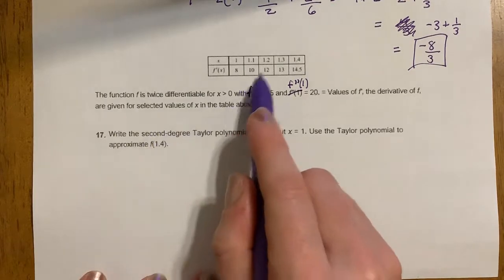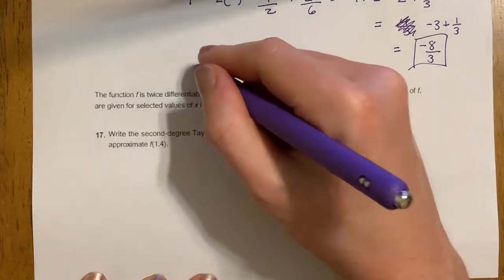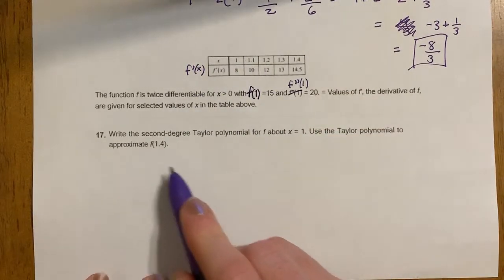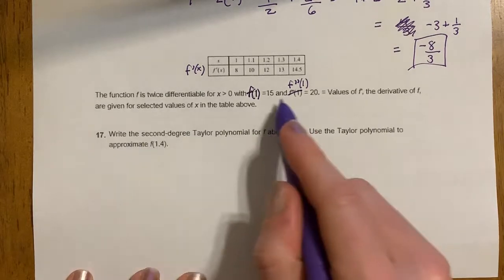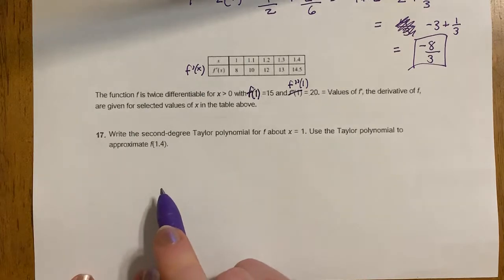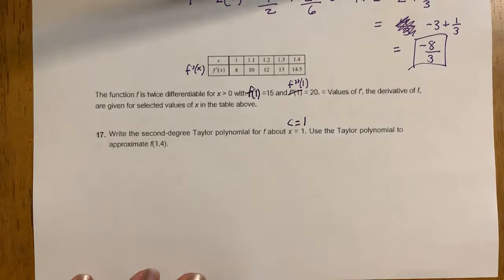Okay, so this gives us some values. This one's a little different. This gives us values of f prime. This is f prime of x in the table here. And then we have these two pieces of information as well. And it says write the second degree Taylor polynomial about x equals 1. That means c equals 1.